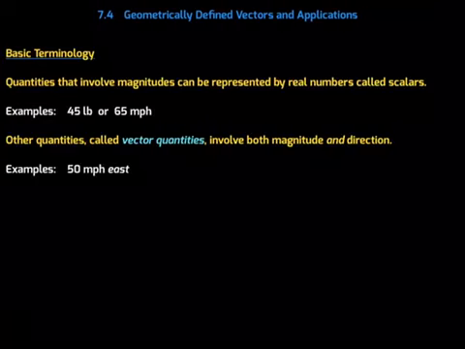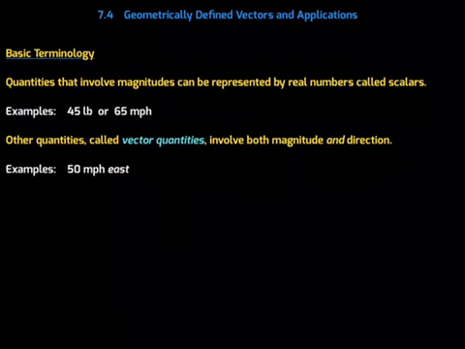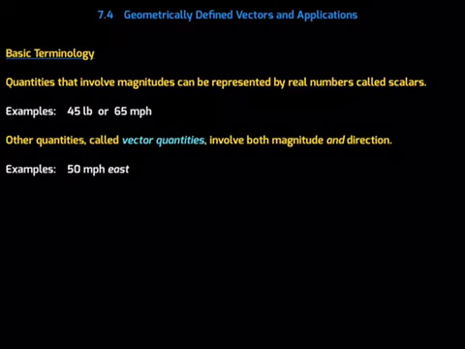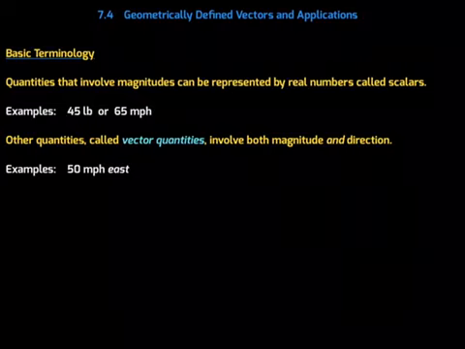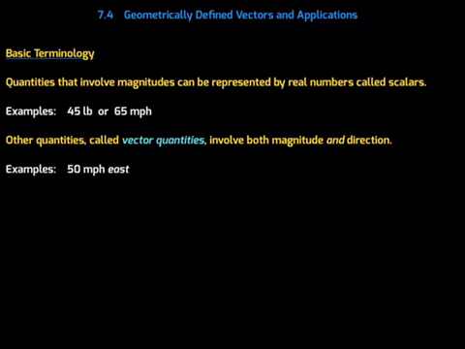All right, some basic terminology. Quantities that involve magnitudes can be represented by real numbers. We call them scalars. Some examples are 45 pounds, 65 miles per hour. Those are magnitudes, okay? Other quantities called vector quantities, which is what you and I want to study, involve both magnitude and direction. For example, 50 miles per hour east, due east. So that's giving you a magnitude and also direction.